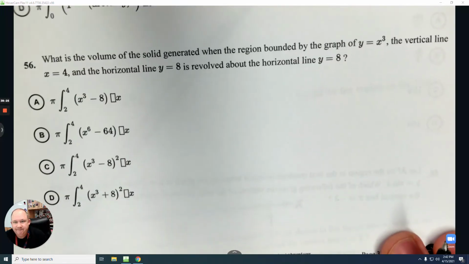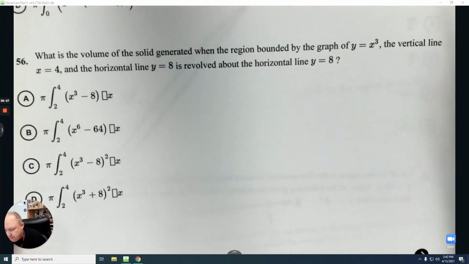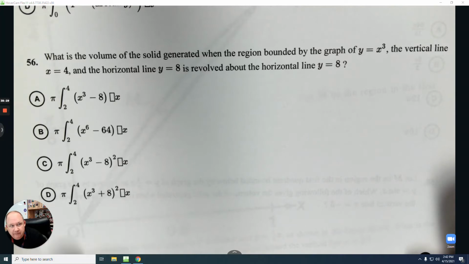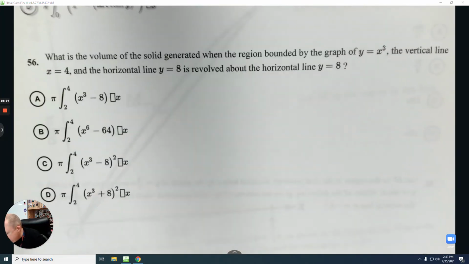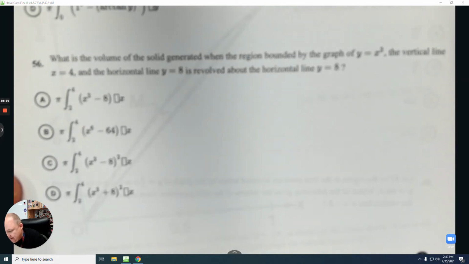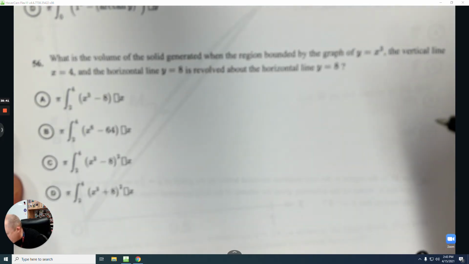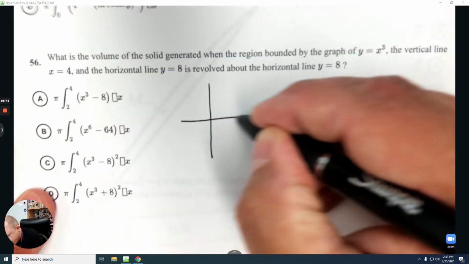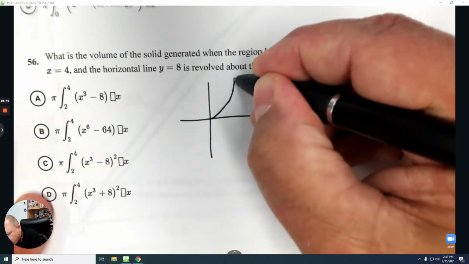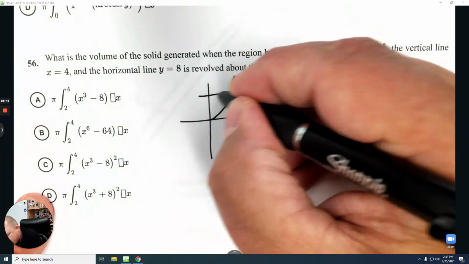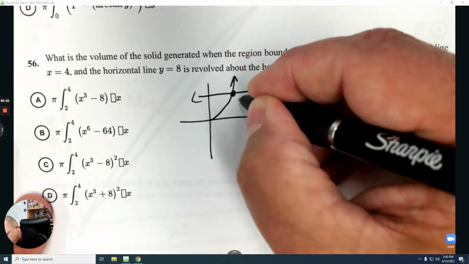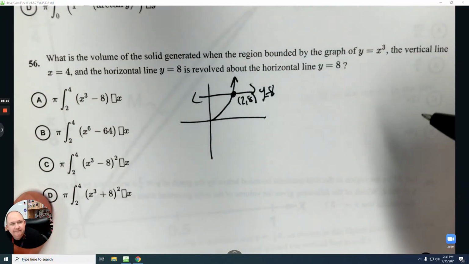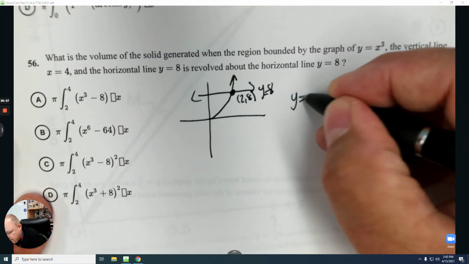56. What's the volume of the solid generated when the region bounded by the graph y equals x cubed, the vertical line x equals 4, and the line y equals 8 is revolved around the horizontal line y equals 8. All right. So here's x cubed. Here's y equals 8. So that point there is 2, 8 because of y equals x cubed.